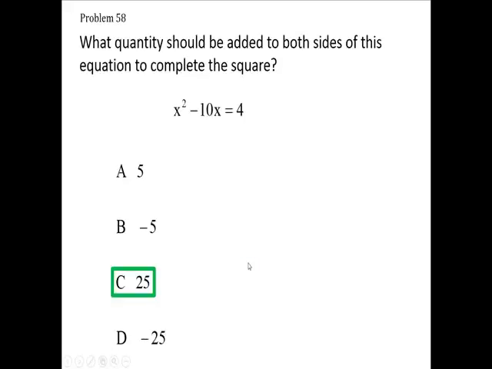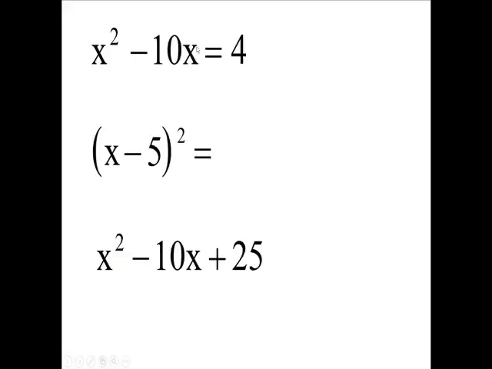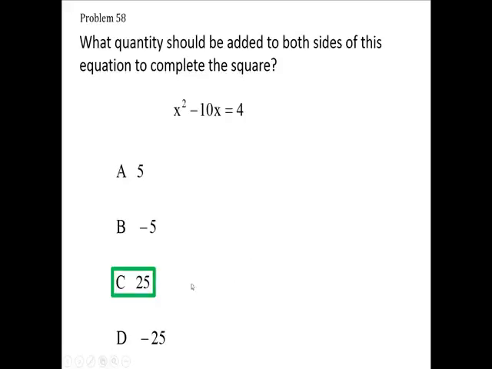25. If you add 25 to both sides of this equation, to this right here, you'll have this. Add 25 to this, you'll have your 29. But my answer is going to be 25. The way you get that is you take half of the 10 and get negative 5 and think what would negative 5 squared be? That's my answer. The answer is plus 25.